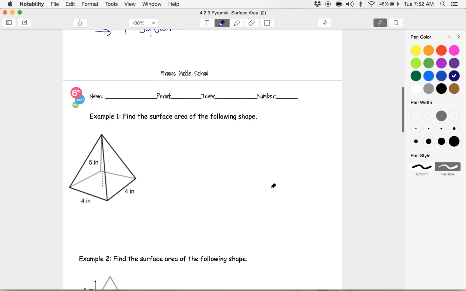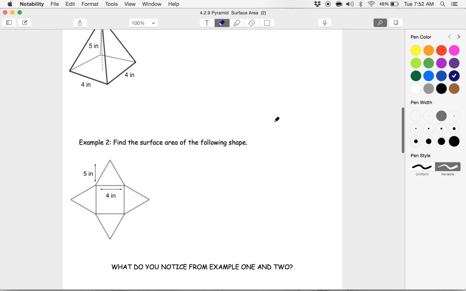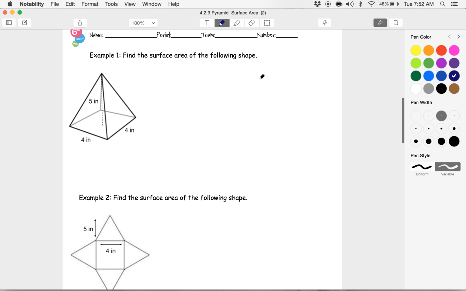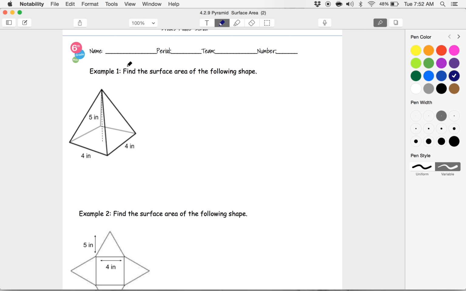Okay, here we go. Find the surface. Whoa, this is scrolling too far on me. Sorry, guys. There we go. Find the surface area. And I have an email. Go away.